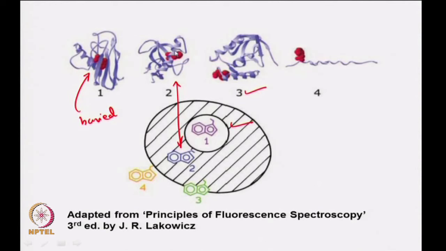In number 2, it is a little more exposed, and you can compare with the schematic down here. Number 1 is mostly in the interior of the protein, number 2 is a little less in the interior, number 3 is kind of at the interface, one part in the interior and the other part exposed, and number 4, this one, is fully exposed.